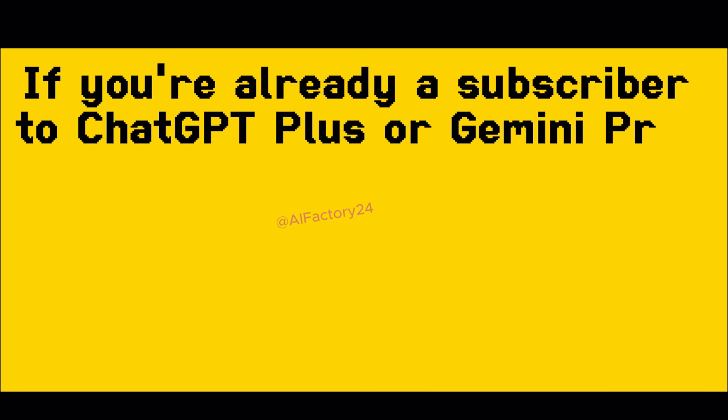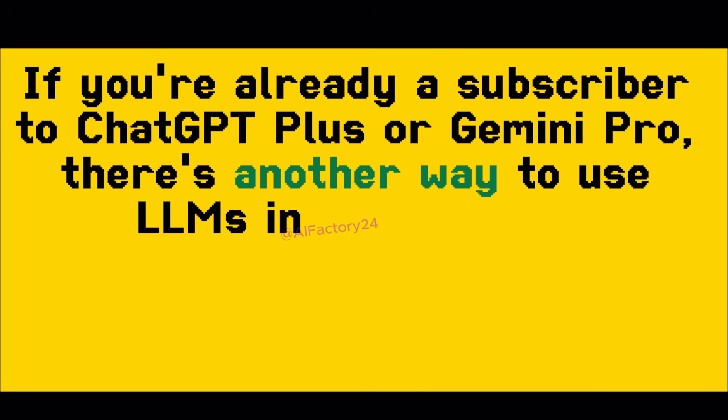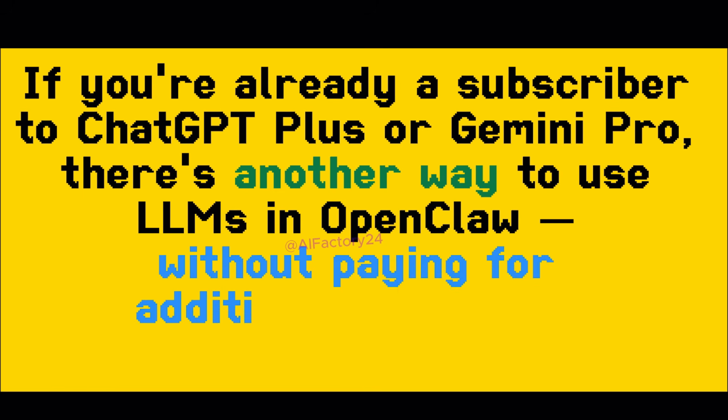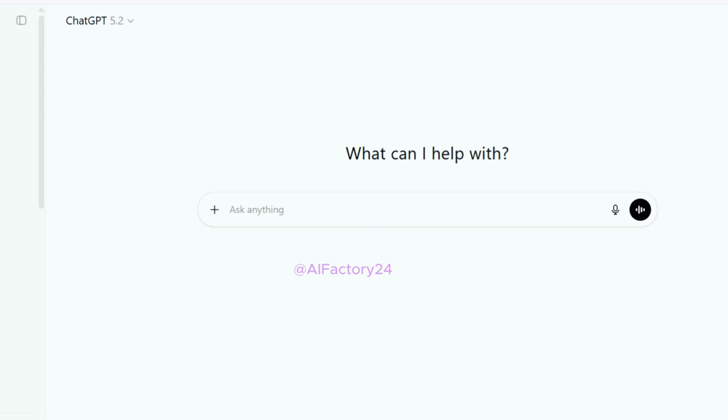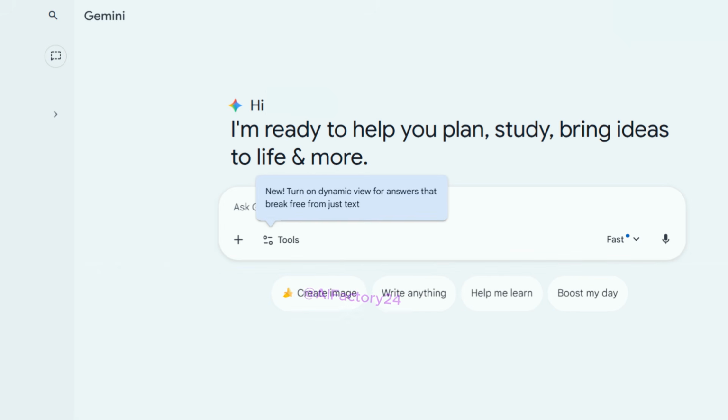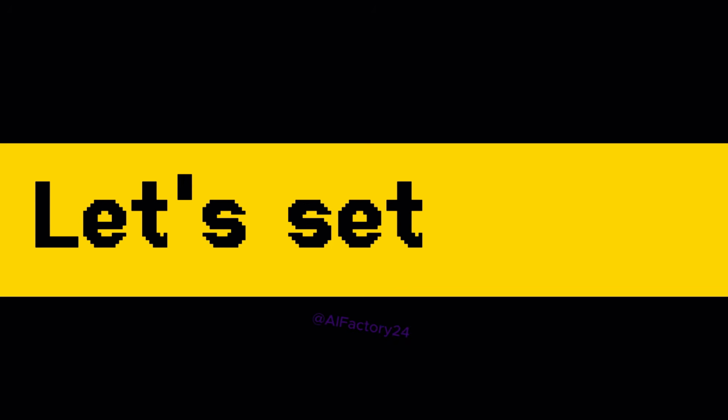If you're already a subscriber to ChatGPT Plus or Gemini Pro, there's another way to use LLMs in OpenClaw without paying for additional API usage. Instead of using API keys, you can connect your account through OAuth. This allows OpenClaw to access the model using your existing subscription, so you won't be charged separately for API calls. Let's set it up.